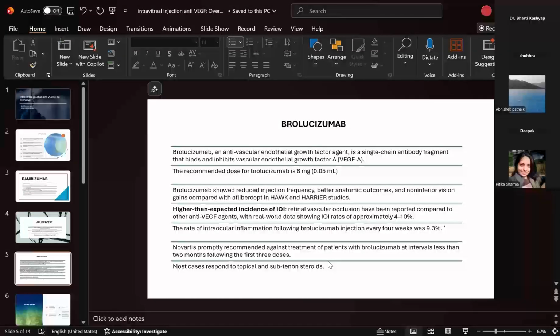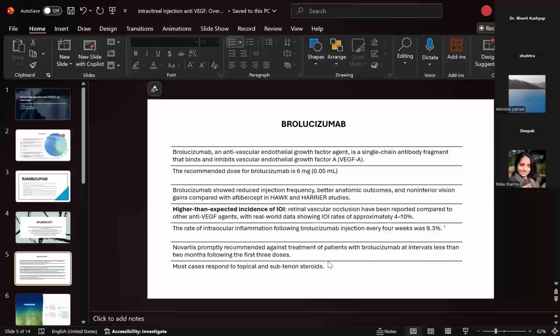The newer drugs that have come, one is brolucizumab. You must have heard very well about it. Pagenax, the most common name that you hear. It's also an anti-VEGF agent, but it is just a single-chain antibody fragment, even smaller than ranibizumab, exactly half the weight of ranibizumab. Recommended dose is again 6 milligram in 0.05 ml. These doses are important.